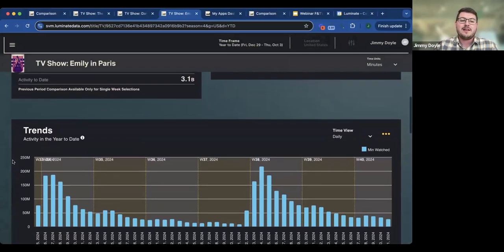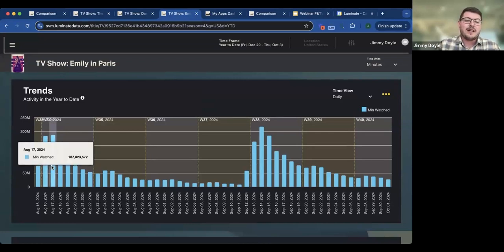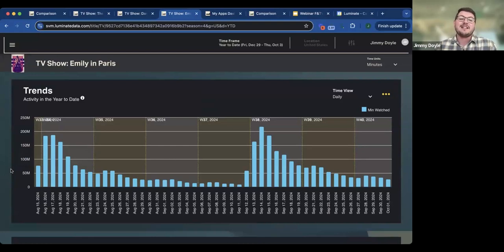around the title. So when I scroll down on the trends chart, we can actually see the activity on this title at a daily level. So we're looking right now at daily level data for Emily in Paris season 4. We can hover over any of these lines and see, okay, what was the actual minutes watched on that specific day? And you can see right here in terms of the release cadence for this, it had that split season release that Netflix is really fond of for their most popular shows now, where they'll release a batch of episodes, wait 3 or 4 weeks, and then release another batch of episodes.